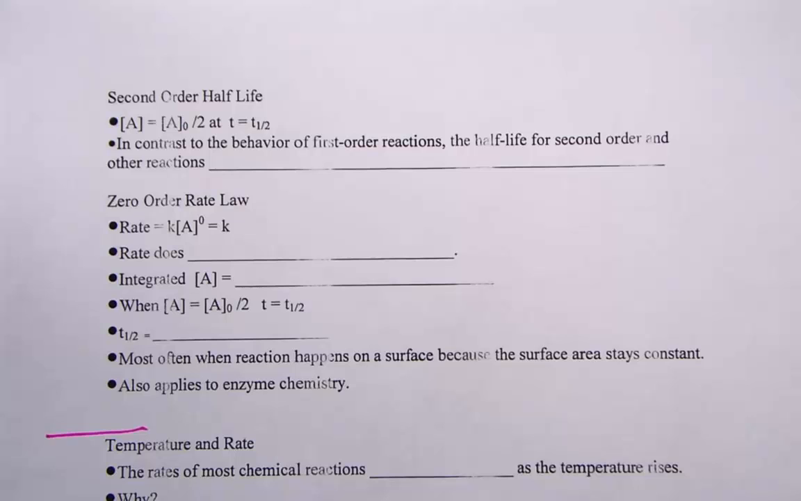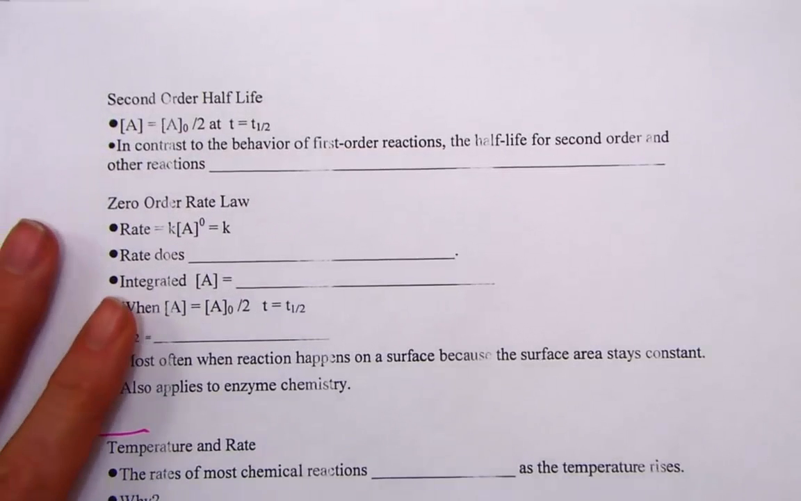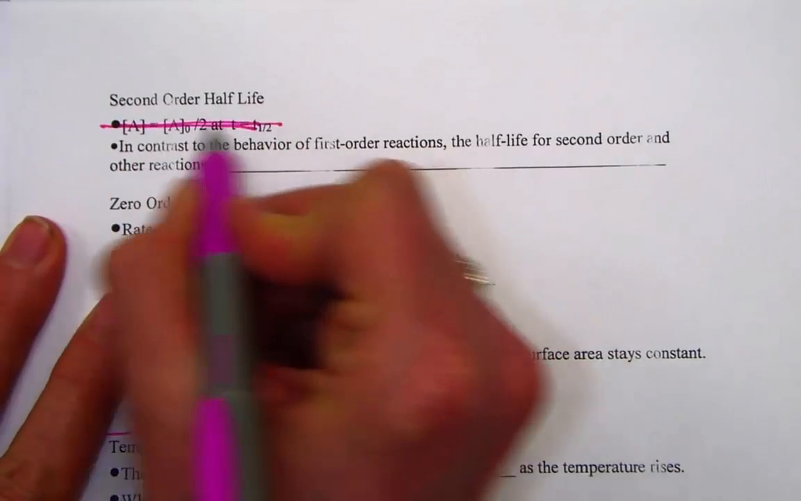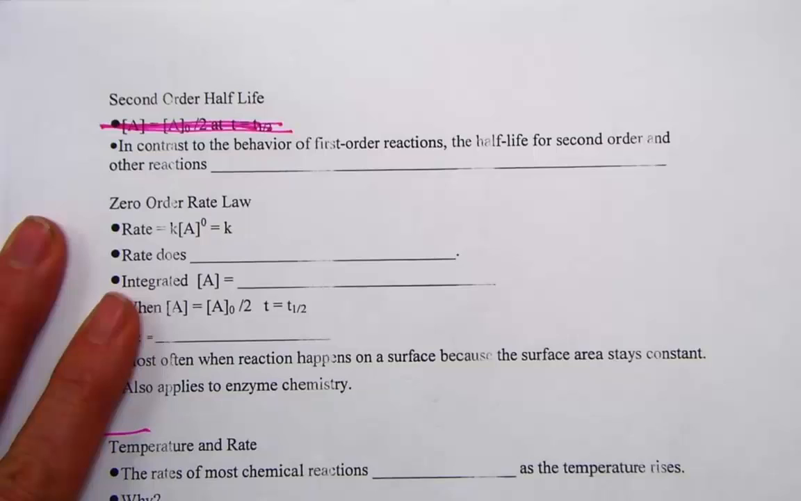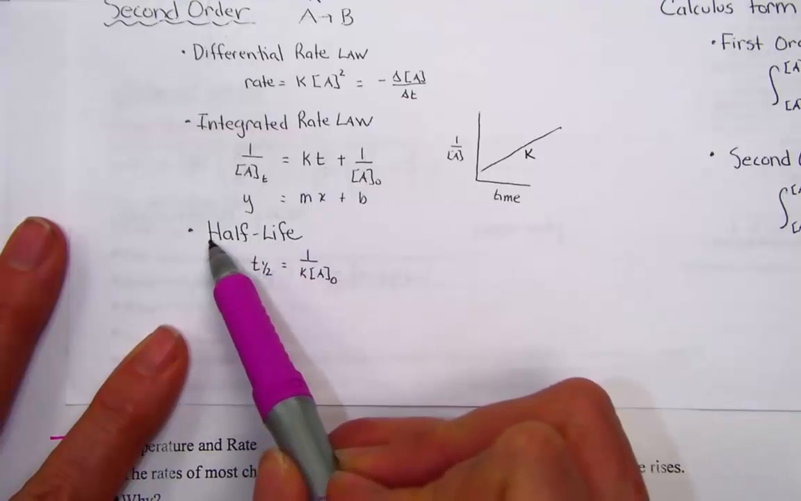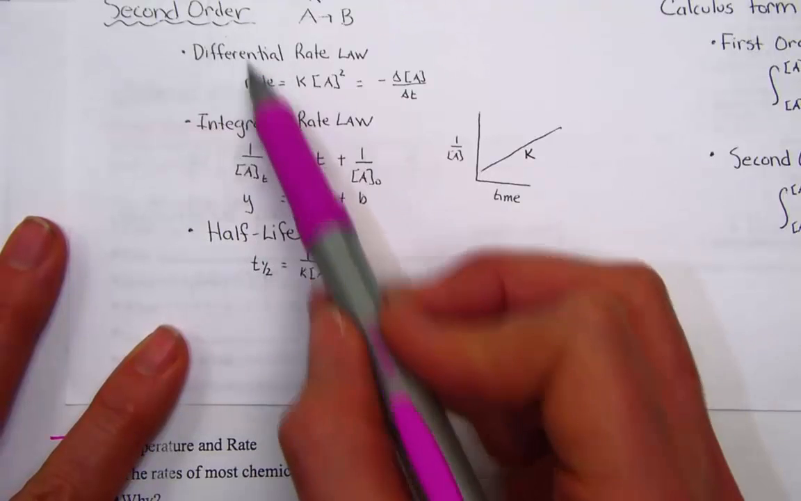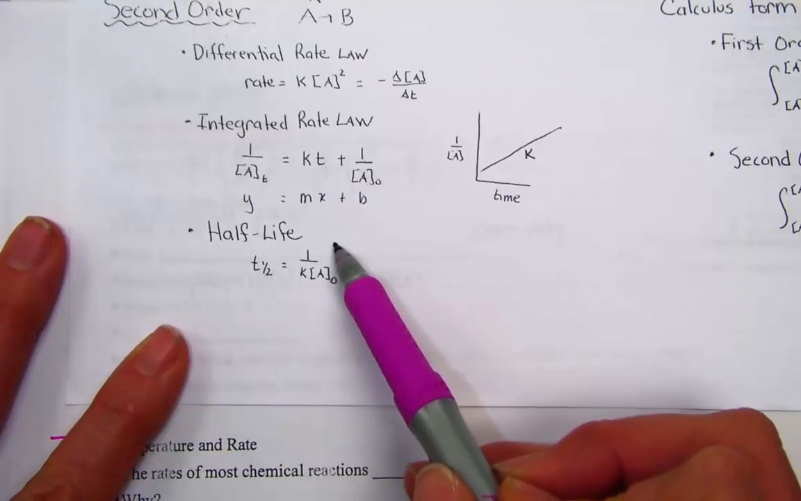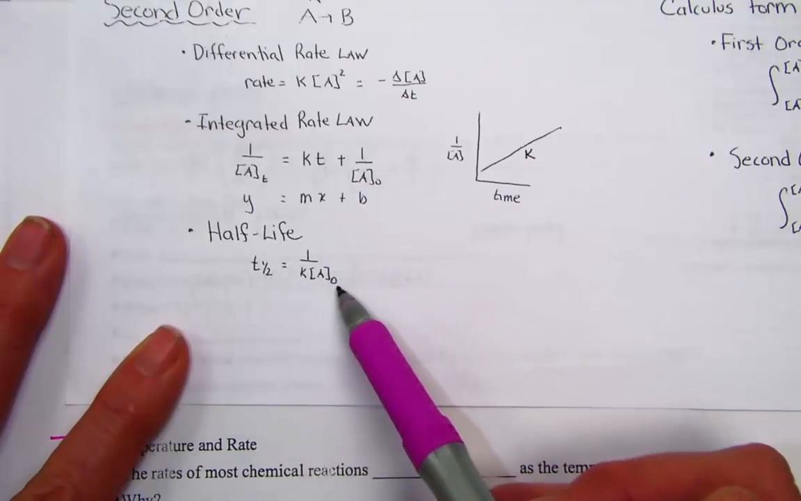The next section I'd like to consider is a practice with second order half-life. I'm not real fond of the way that I ended up having this typed, so I'm going to just cross this off in my notepad and just refer us to the way that I kind of have it better written on our formula page. The half-life for a second order reaction, and that's what T half means, is 1 over the K constant times the original concentration.